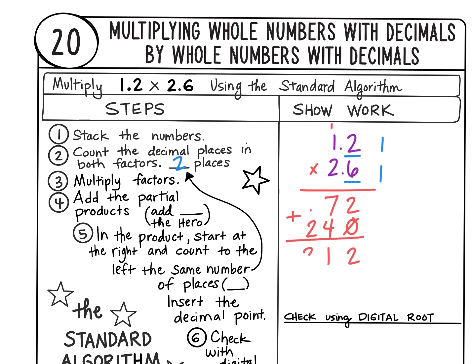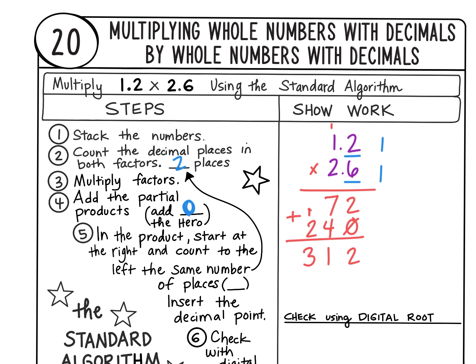Okay. Now I'm going to take my 2 decimal places. Oh, I got to fill in this part right here. It says add the partial products, add 0 the hero. That's my 0 the hero with the little slash through it.